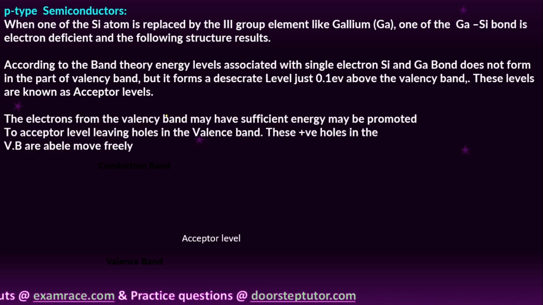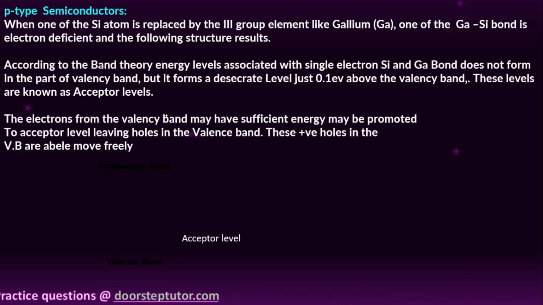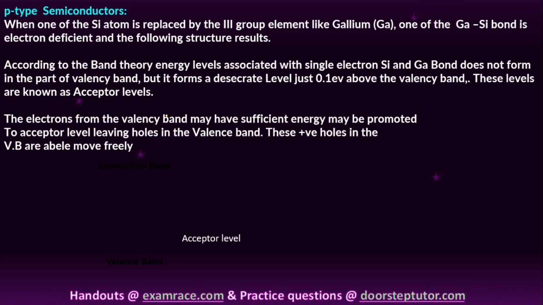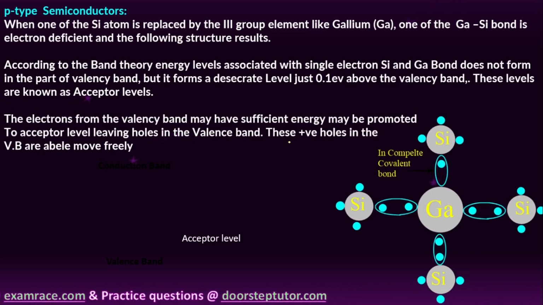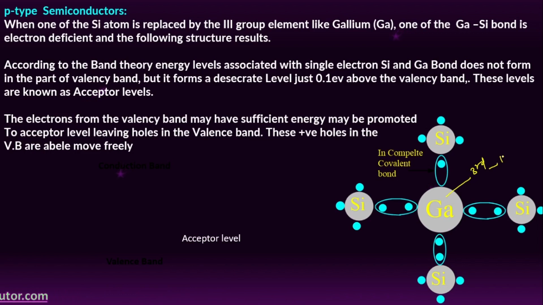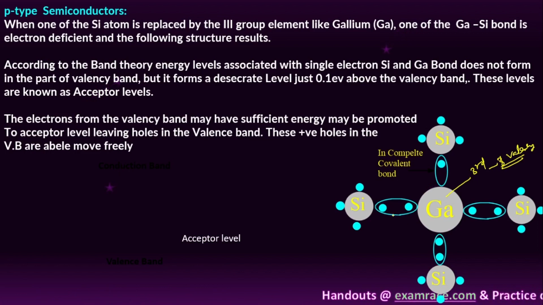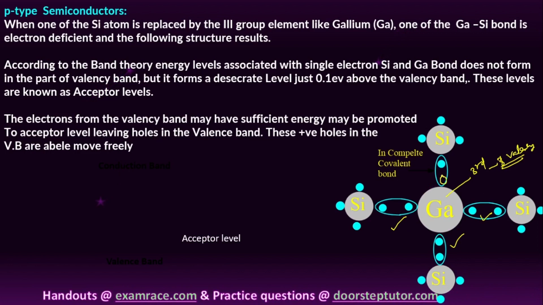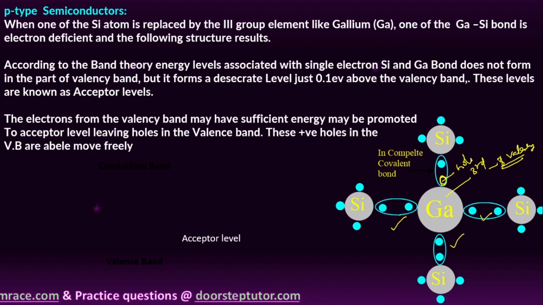Clear, students, right? So the electrons from the valency band, having sufficient energy, may be promoted to the acceptor level, so it creates a hole in the valency band. These holes we can call positive holes, and in the valency band they are able to move freely. Here you can see this is the p-type semiconductor. Gallium is a third group element, so it has only three valency electrons, right? These three valency electrons can form three covalent bonds with the neighboring silicon atoms. But this creates a hole in this interstitial space, right?